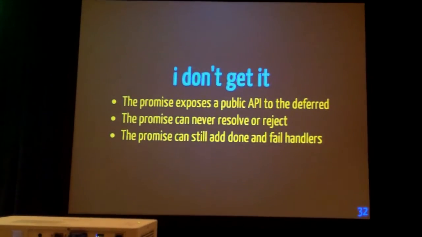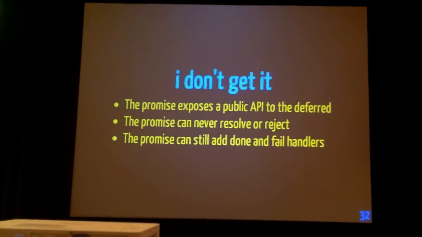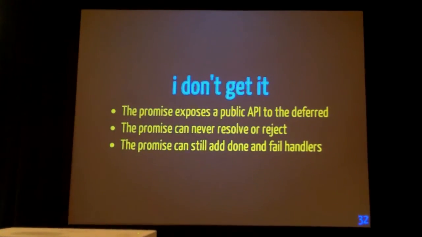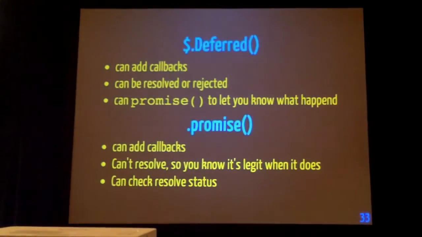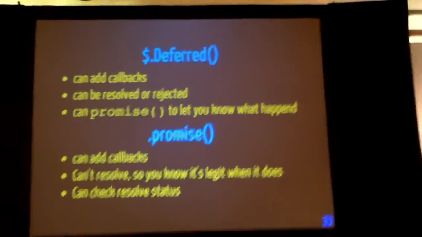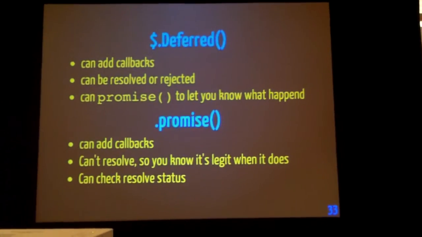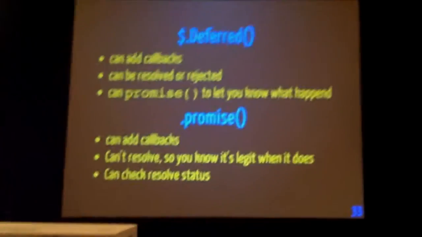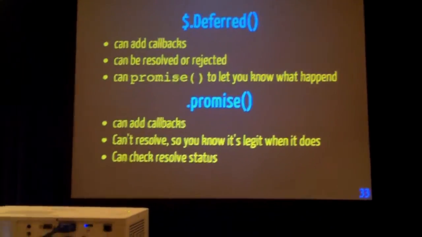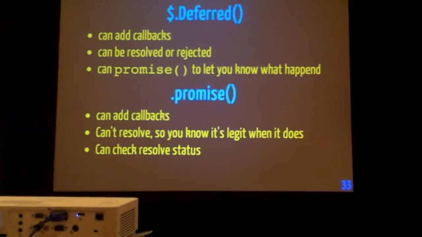So it exposes a public API, it can resolve and reject, and it can still add those done and fail handlers. So a promise is a component of a deferred. Here the two terms are kind of used interchangeably sometimes. In conversation, they both typically represent an asynchronous thing that helps you manage all of your callbacks. But they are different, in that the deferred can do everything with adding callbacks, resolving and rejecting, and it can return a promise. And then the promise can do everything except resolving and rejecting.